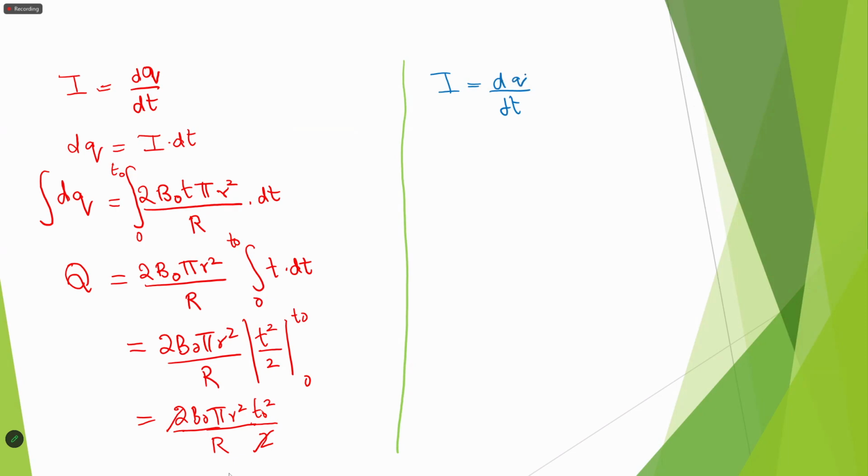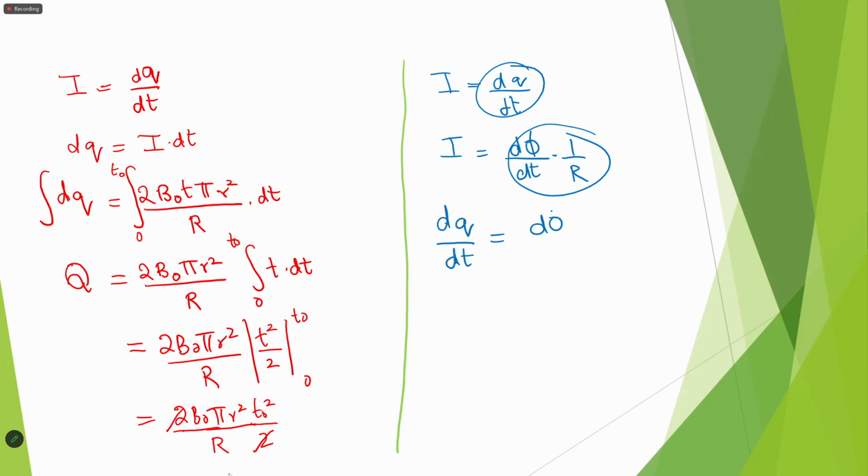dq by dt, correct? But I also told you that current is equal to d phi by dt times 1 over r. Remember? So this is also current, this is also current. Can I equate both of them? Can I say that this is equal to this? Yes, you can, because both of them are giving me current. So I will say dq by dt is equal to d phi by dt times 1 over r.